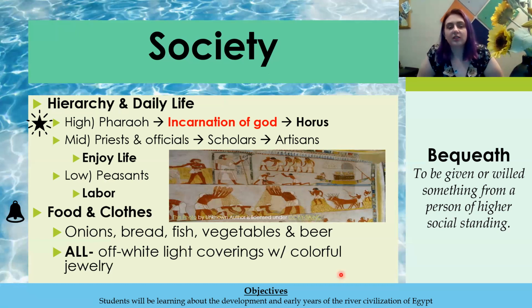Two big things also in the society is food and culture. So at the time, people ate mostly bread, onions, fish, vegetables, and beer. Beer is really interesting in early Egypt because it isn't like we think of it today. It isn't a liquid. It isn't a drink. It was actually a fermented paste.